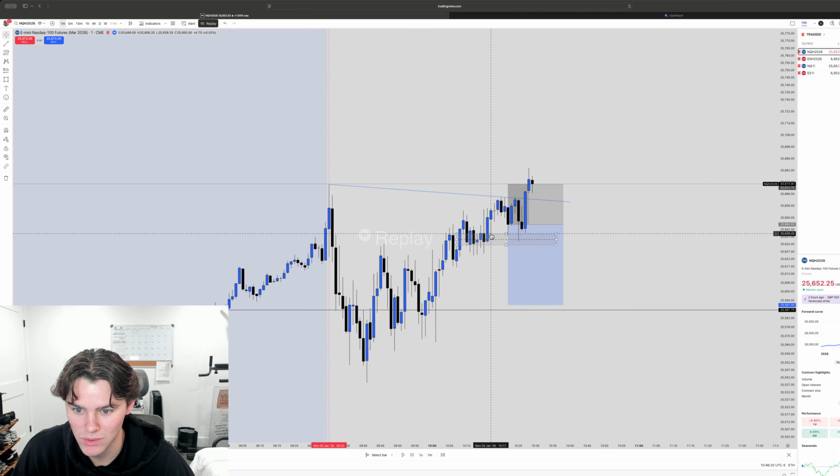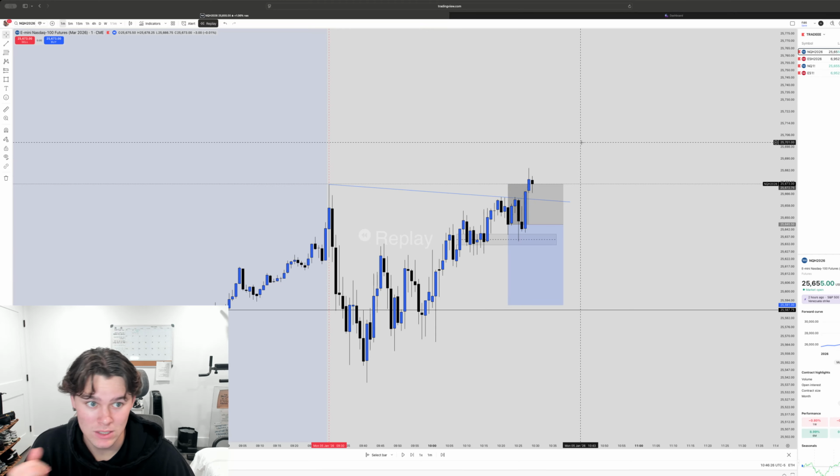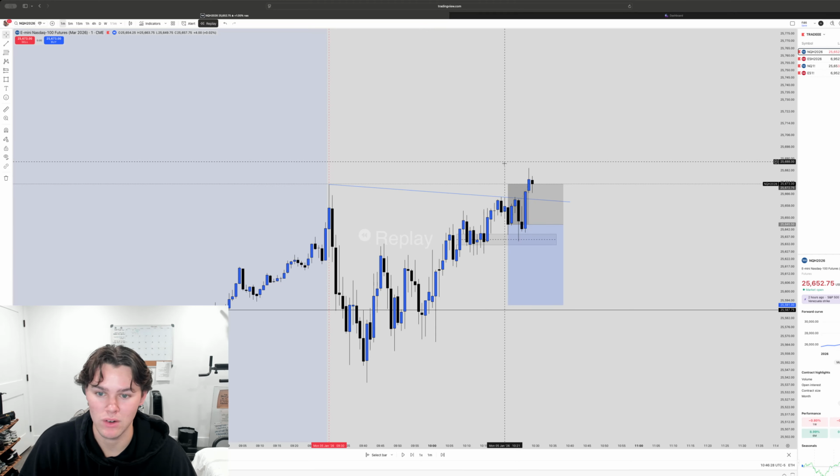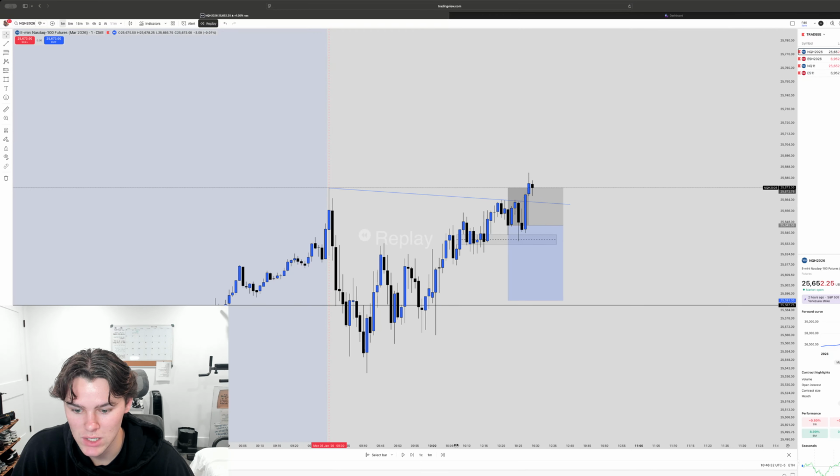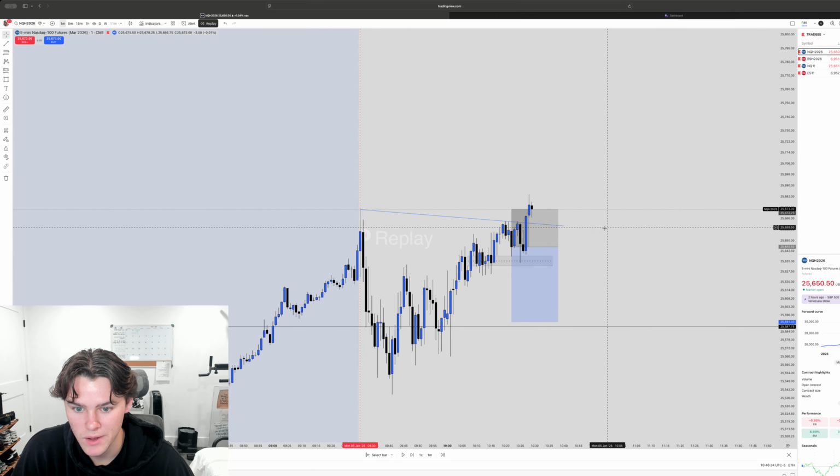It respected the fair value gap. After 1, 2, 3, 4, 5, 6, 7 times of it mitigating that fair value gap, one of those would have broken it, and it just didn't. And I should have seen that and should have stayed out of this trade.